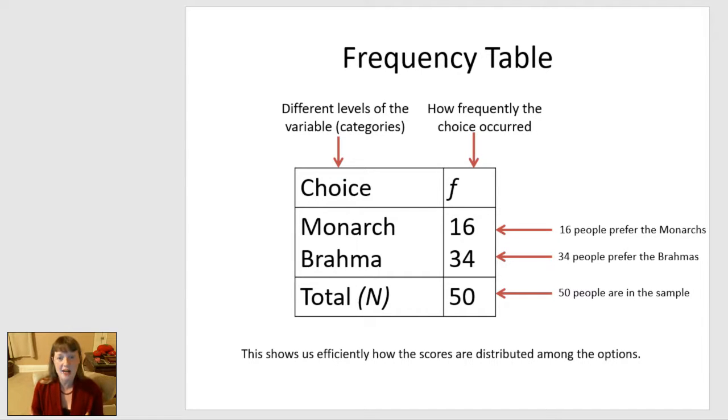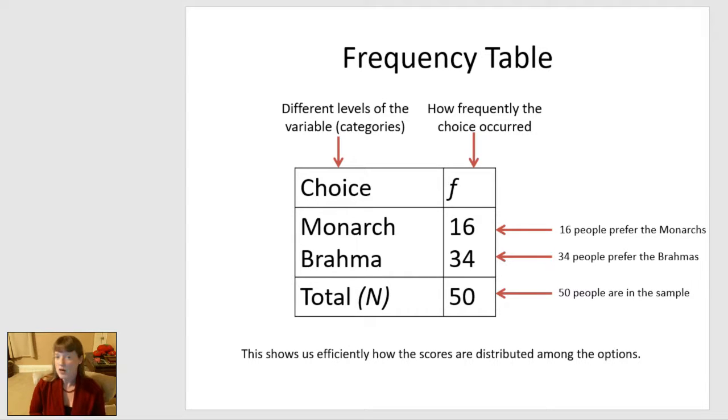How many people ended up in the Monarch camp? That is the frequency for the Monarchs. And in this case, I see that 16 people ended up in the Monarch camp. 16 people chose the Monarchs. So that's the frequency of this category. 34 people chose the Brahmas. So there are 34 people in the Brahma camp. That is the frequency of this category. And then if you combine them, that would be then the total sample size. I had 50 total people, and this is how they are distributed, how those 50 people are distributed among the various categories.